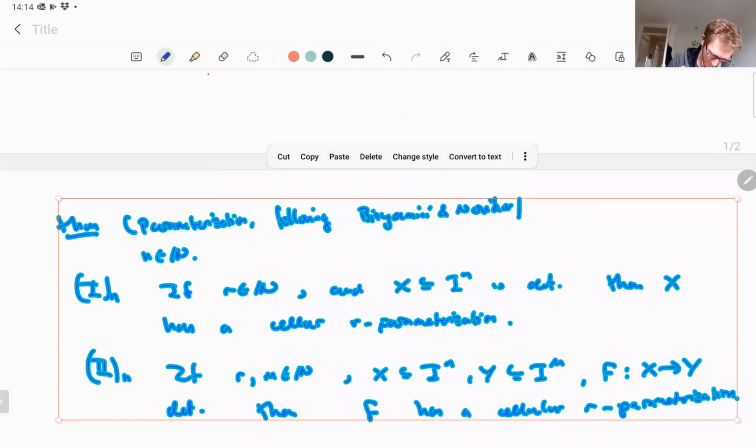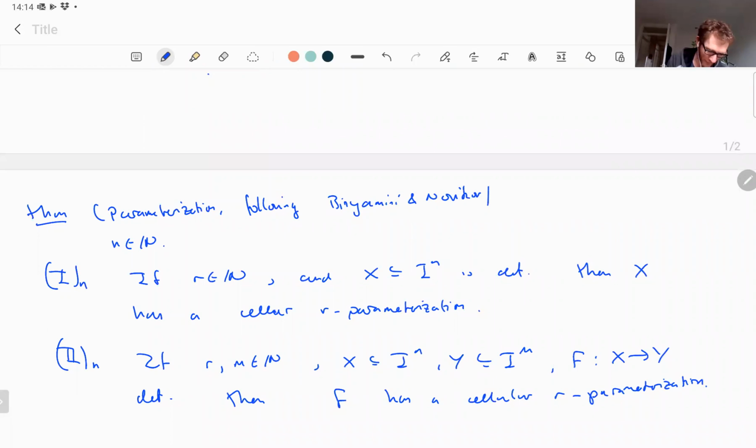Okay, here's the statement. The first part is like cell decomposition. It has two parts, one for sets, one for functions. The first part says that we can find cellular R parameterizations of sets. The second part says that we can find cellular R parameterizations of functions. At the end of last time, we showed that if you have a cellular parameterization and another one that parameterizes the domain of the first one, then you can compose them, and with a trick using linear substitution you get another cellular R parameterization. Okay, so now we're ready to start the proof.